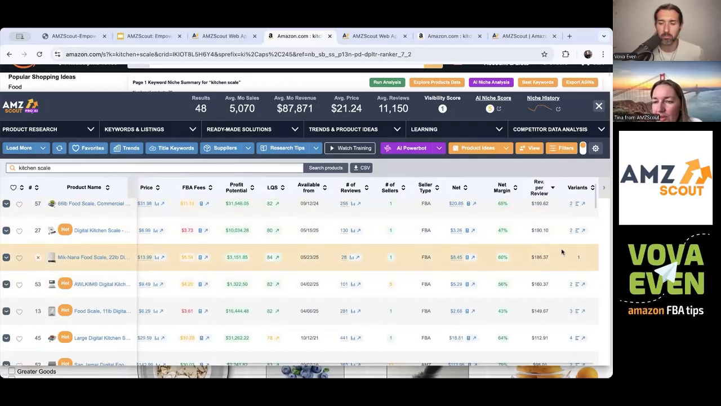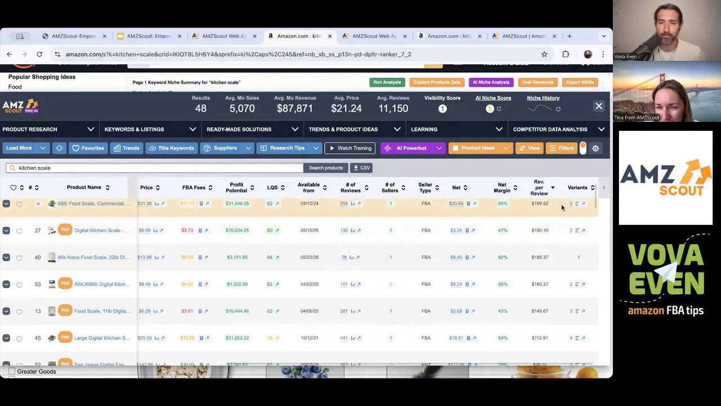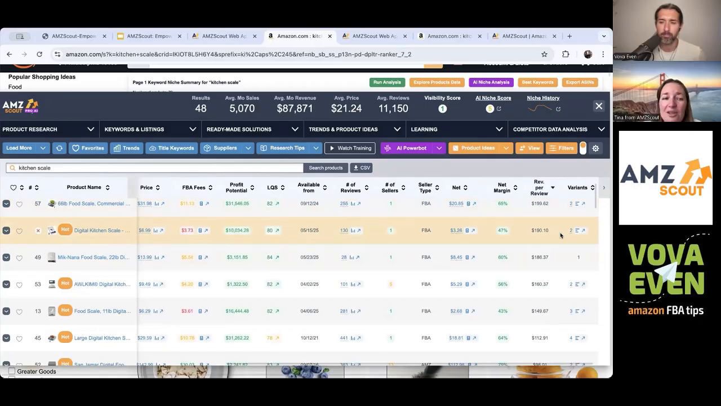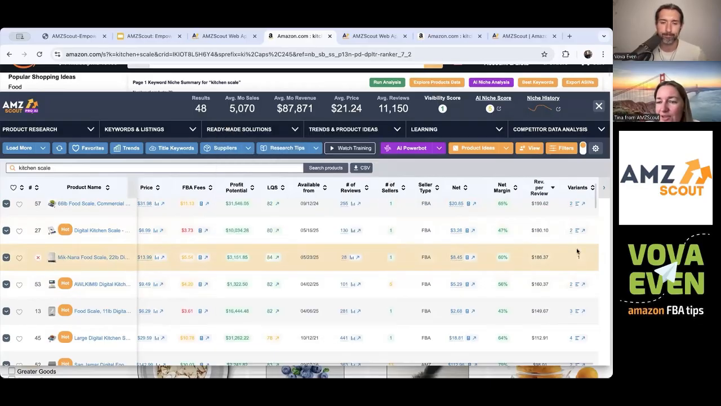I mean, sometimes in the clothes, for example, niches, you have to have a lot of variants to impress your customer. You need to have everything in black, in different sizes, in white, in pink, in blue, and it can get messy. I know the fashion industry is not the easiest one, but in this case, why I'm saying cool is because you don't need to have a lot of variants. You could have, if you want, the same scales in silver and black, but that's just it. You don't need different sizes.